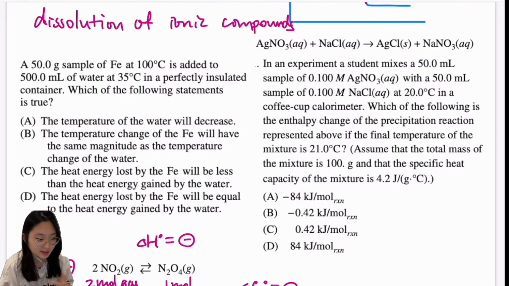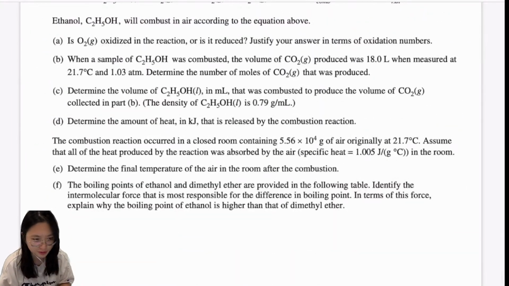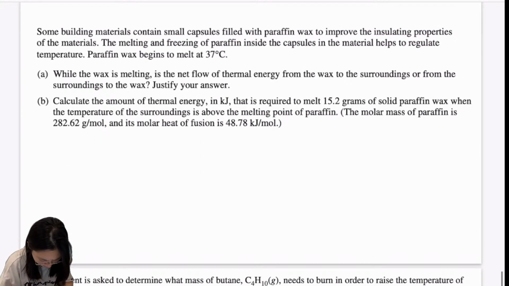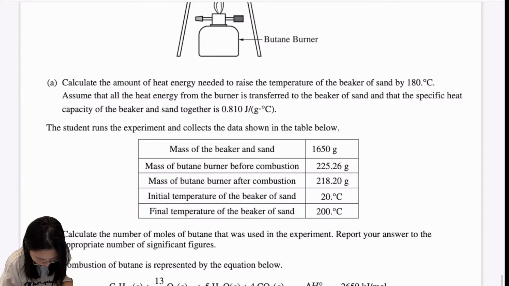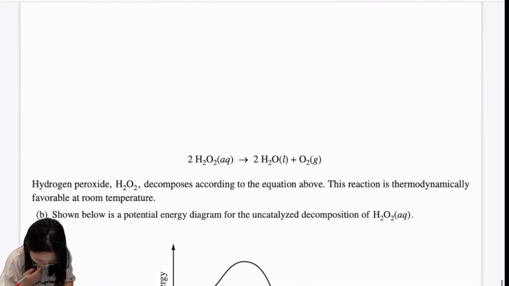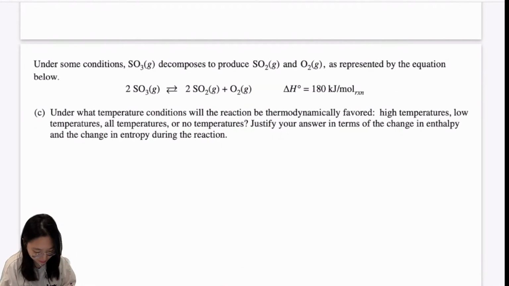So anyway, let's get back to thermodynamics. We haven't done any of the FRQ questions regarding thermodynamics yet. So I want to go over at least one or two of them, and then we will get into electrochemistry. So let's say for this one, under some conditions, SO3, sulfur trioxide gas, decomposes to produce sulfur dioxide gas and oxygen gas.